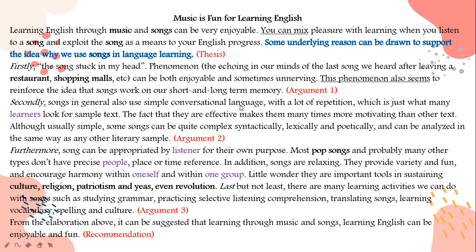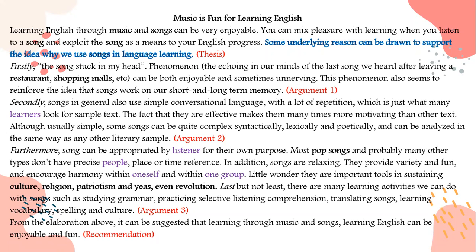The language features, the first is about human participants. There are learners, listeners, people, oneself, one group, and the next, non-human participants, are music, songs, restaurants, shopping malls, culture, religion, patriotism, yes, even revolutions. The next is simple present. The first is you can mix, and the second is this phenomenon also seems.